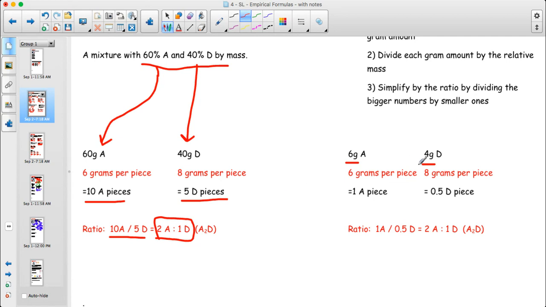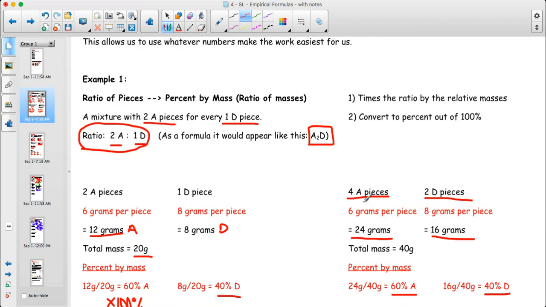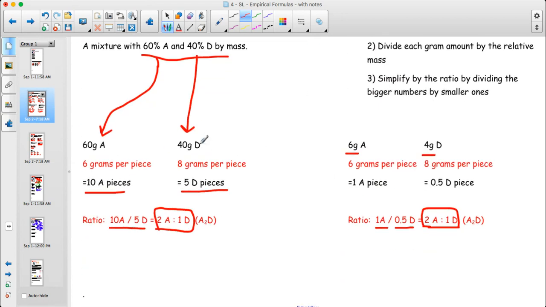Notice that if I used different masses, I would end up with the same ratio. 6 grams and 4 grams is still 60% and 40%, divided by the relative mass of each piece. So 6 divided by 6 is 1 A. 4 divided by 8 would be half of a D. So if there's 1 A for half of a D, when I divide that, I'm still going to get the number 2. And that means 2 per 1, 2 A's for every 1 D. So again, like in the previous example, when you're given a ratio, it doesn't matter which actual numbers you choose to use, so long as you follow that ratio and then simplify, you'll always get to the same answer in the end.